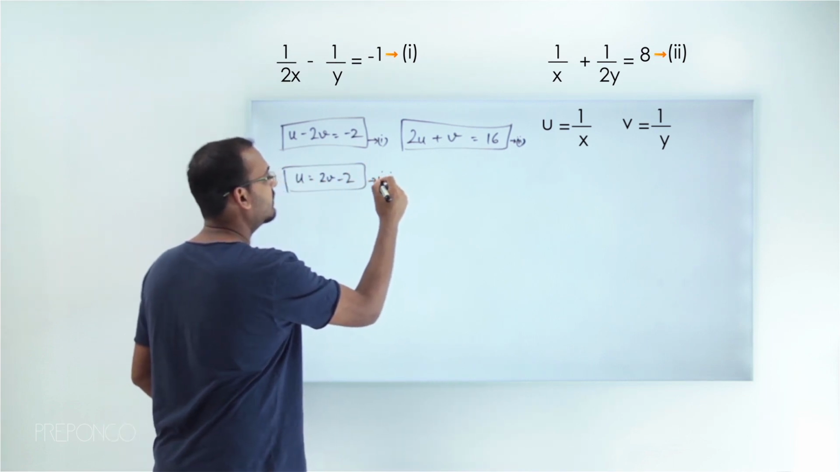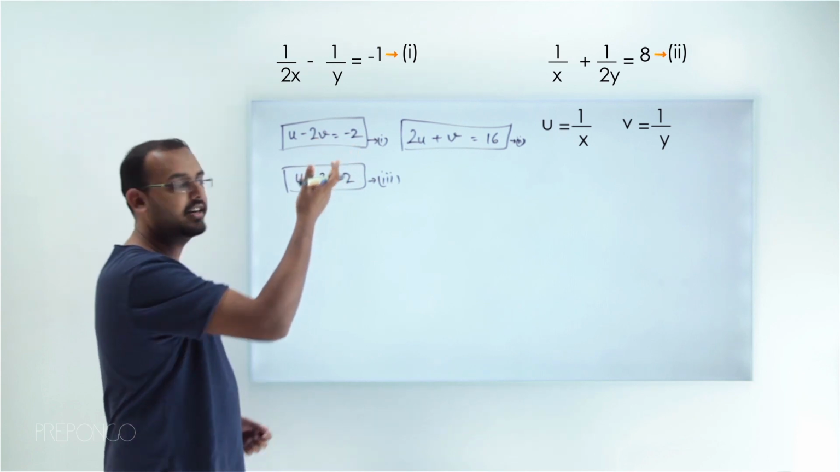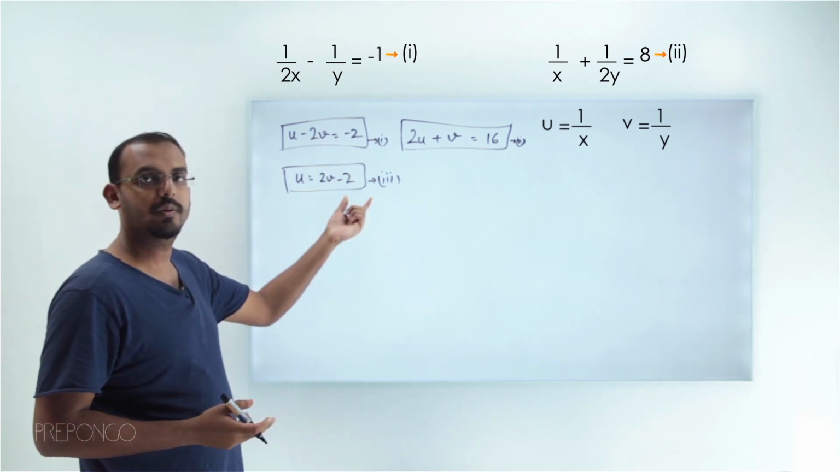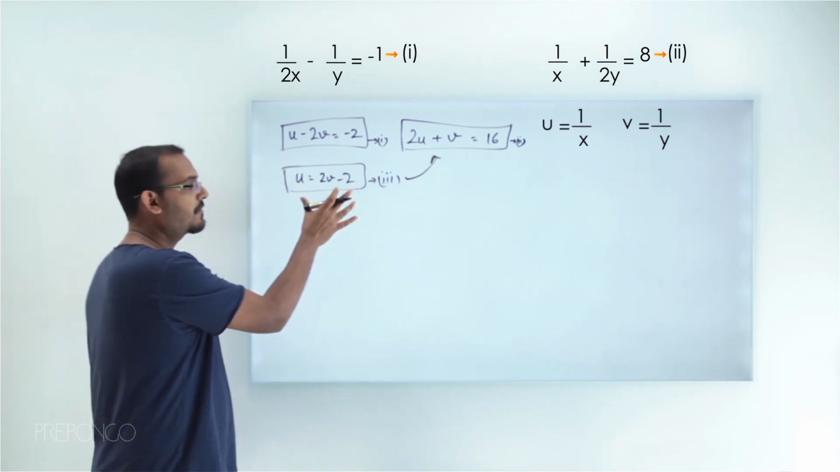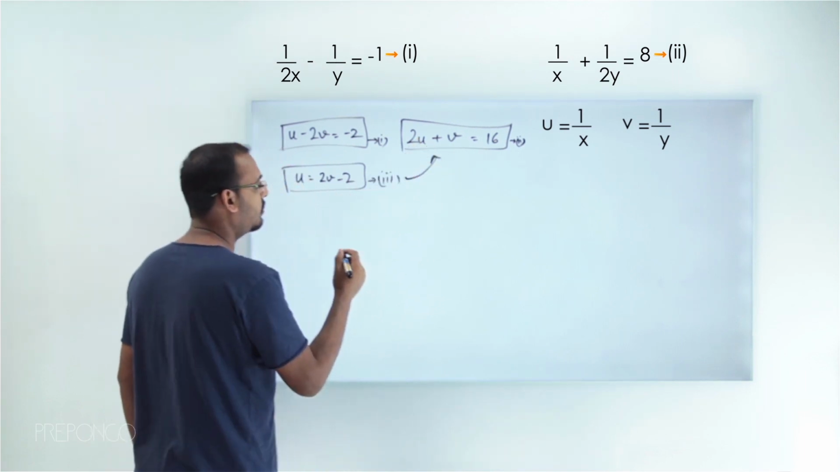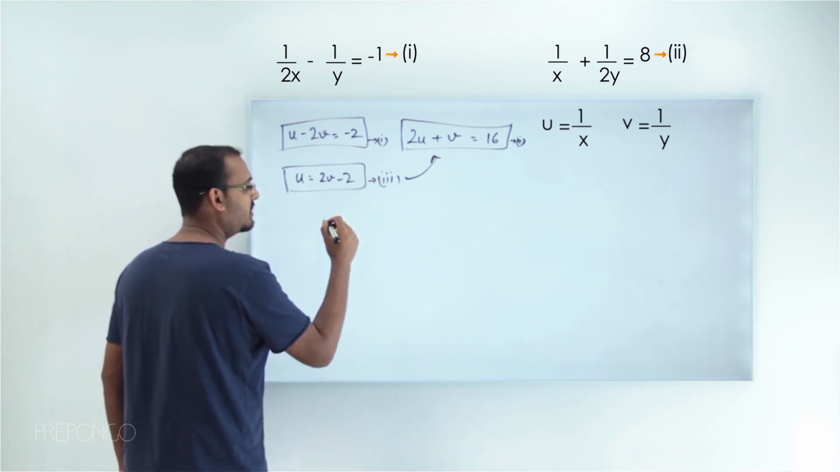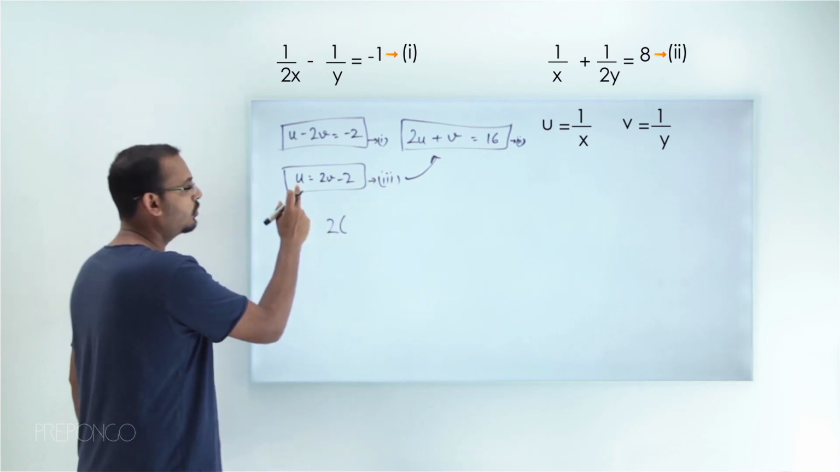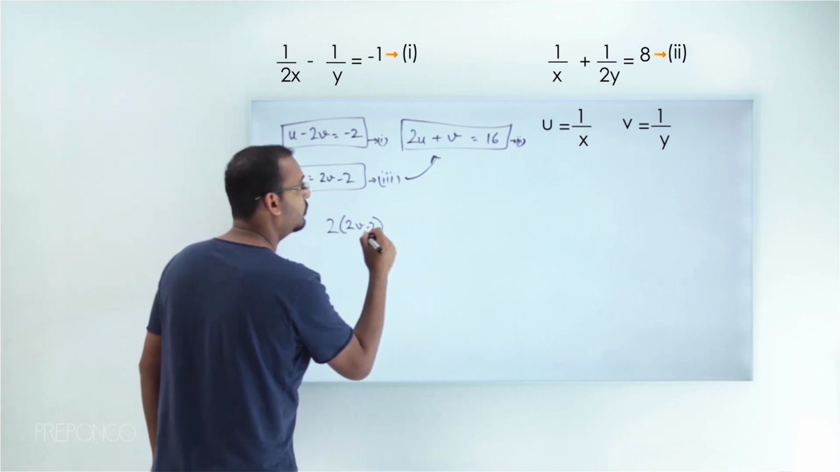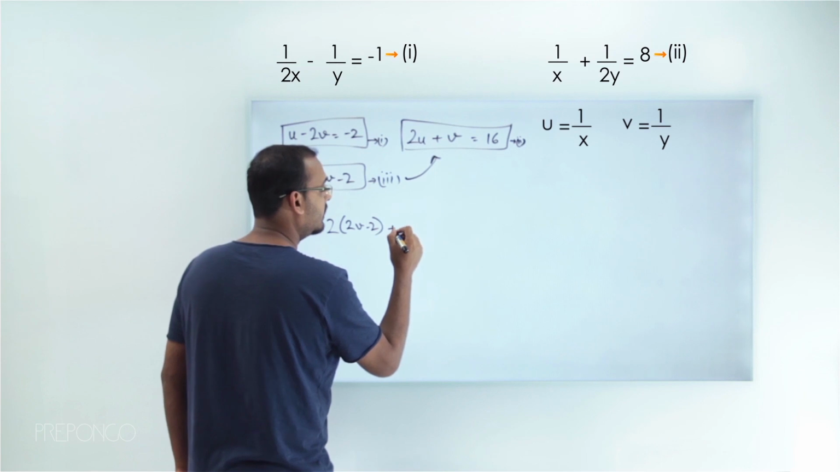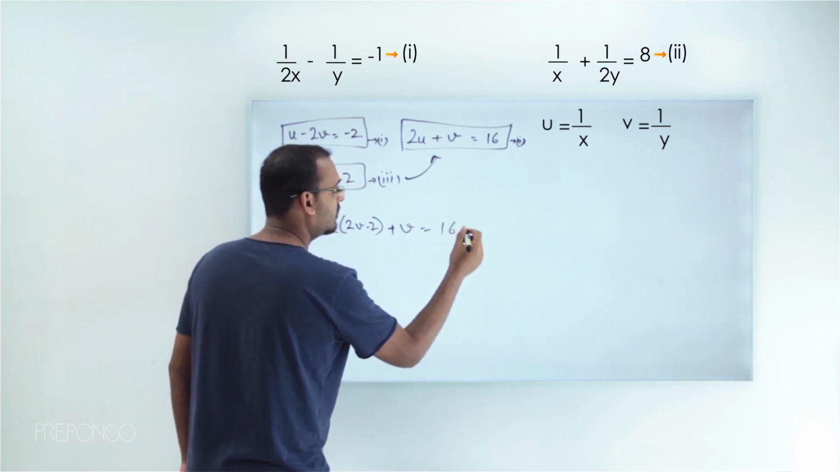Right? So I can take the value 2v to the right hand side, which gives me the value of u as 2v minus 2. Now I can substitute this value of u, which we have found in equation 3, in equation 2, and we can rewrite that equation as 2 times, so instead of u, we'll put the value 2v minus 2, plus v is equal to 16.